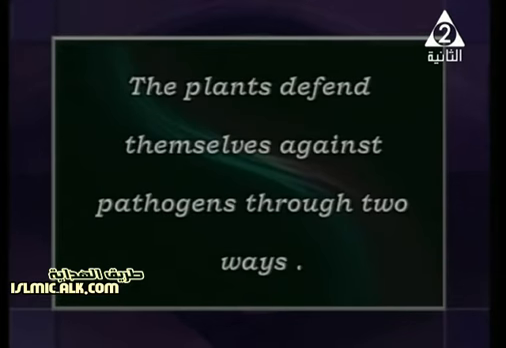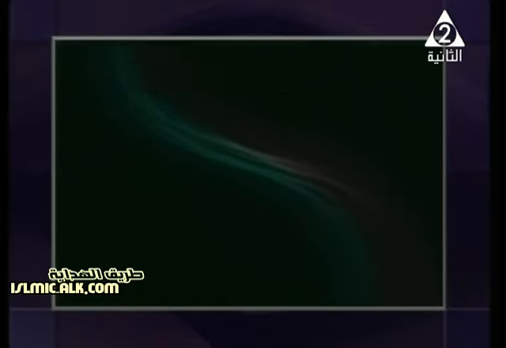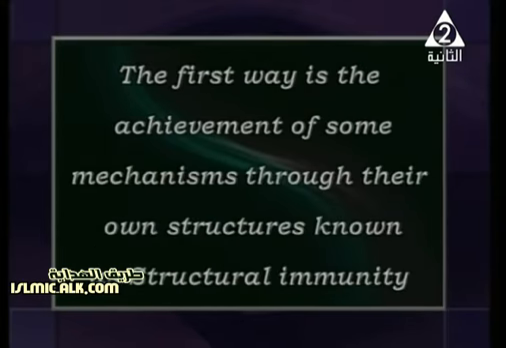The plants defend themselves against pathogens in two main ways. The first way is the achievement of some mechanisms through their own structures. I mean the structure that already exists in the plant. They don't need to secrete a specific substance or to secrete something. It's just structure that already exists in the plant from the start of its creation.